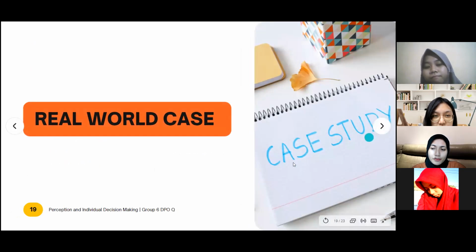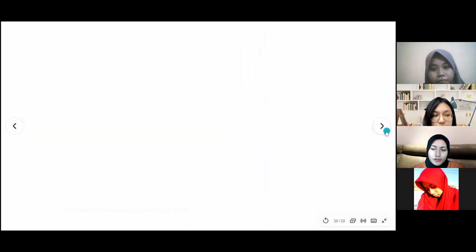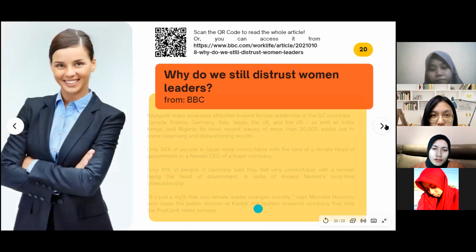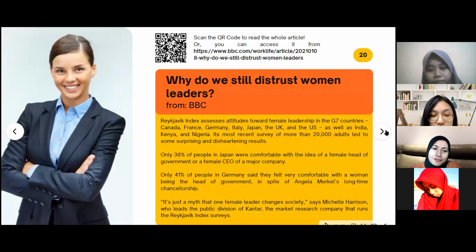So the next one is the real world case. We don't think reading the whole article is necessary, so we provide a QR code that links to this article for everyone to read, or you can just type the link address. The title of this article is "Why Do We Still Distrust Women Leaders?" from BBC. This article is about how people across the world still don't trust women to lead effectively, and this is a real world case because the author wrote this article based on a conducted survey.